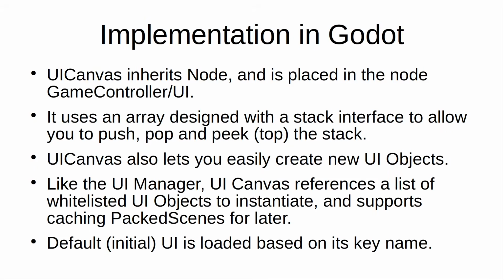UI Canvas also allows you to easily create new UI objects. Like the UI Manager, the UI Canvas references a list of whitelisted objects, and again, the whitelist is in Game Controller, but it's basically another whitelist that controls which UI objects the UI Canvas is allowed to make. Default UI is loaded based on its key name. So each UI Canvas object will have a default UI defined, and it will create the first UI, the base UI of the canvas, based on that, right?